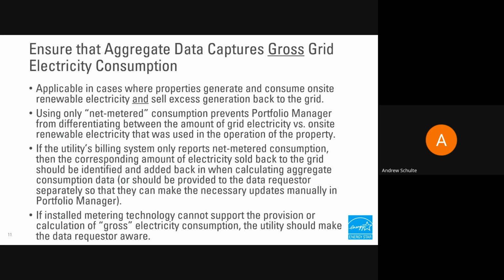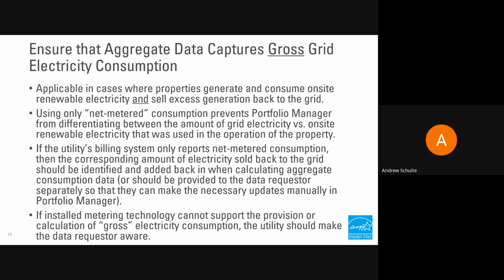And because of the way Portfolio Manager works, it is critical that you not only identify all energy consumed in the operation of the building, but also that the user and the Portfolio Manager tool can correctly distinguish between grid kilowatt hours and on-site renewable kilowatt hours, because there are implications in terms of energy efficiency metrics as well as greenhouse gas metrics.